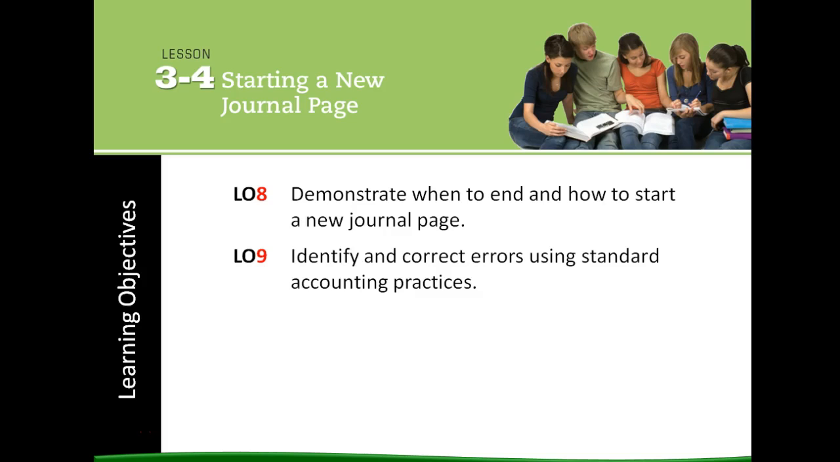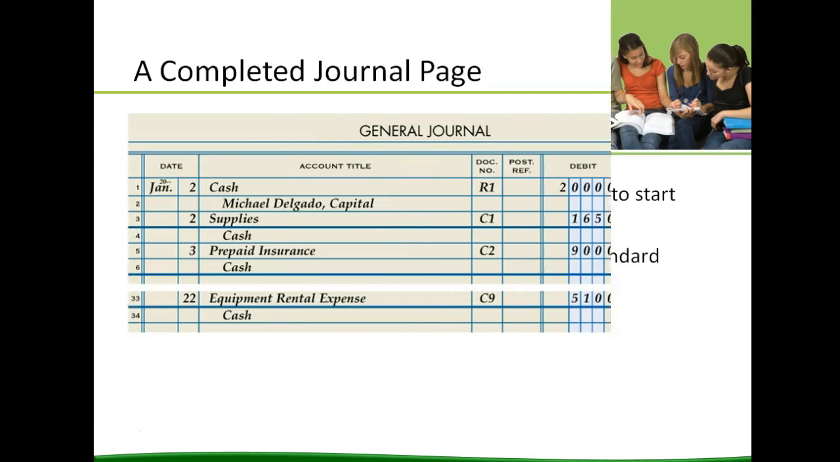We are currently looking at lesson 4 in chapter 3. Remember, chapter 3 has been all about journalizing transactions, and this last lesson has us starting a new journal page and looking at when we should end a page and start a new page, and then also what we do if we make mistakes while using a general journal.